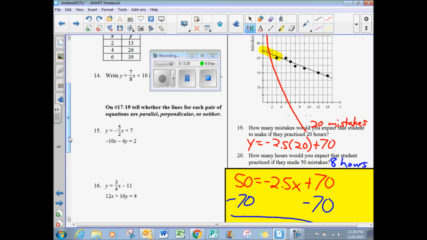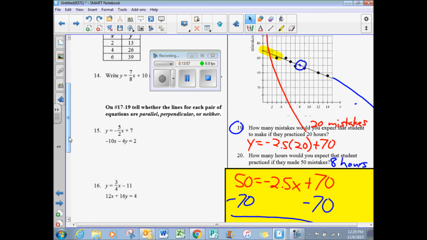And Jolie made a good point. If I look at 8 hours, where does it cross the graph? Yeah, it does, right there at 50. And at 20, the first one was 20 hours. That one we had to extrapolate, therefore we had to use the equation. That was extrapolation, because we had to go out to 20 and go, okay, well, if we extend this out here, what's it going to be? So that's extrapolation.